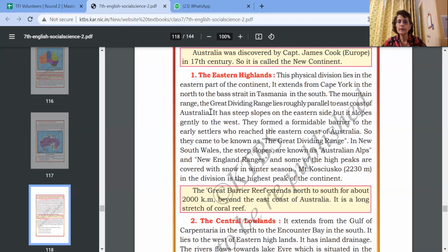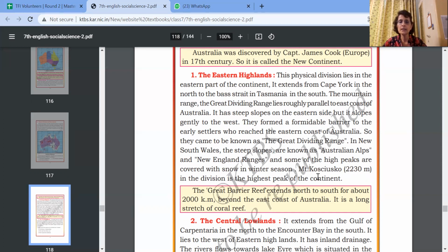Now, the third point, which is important, just mark this: Mount Kosciuszko, which is 2,230 meters in height, is in this division. It is the highest peak of the continent. So in this entire Eastern Highland, just mark this Kosciuszko, which is the highest peak of the mountain.